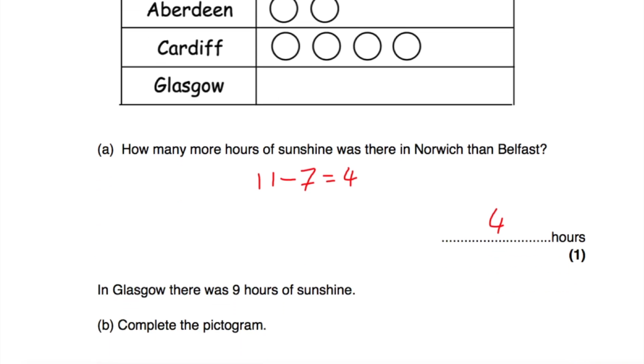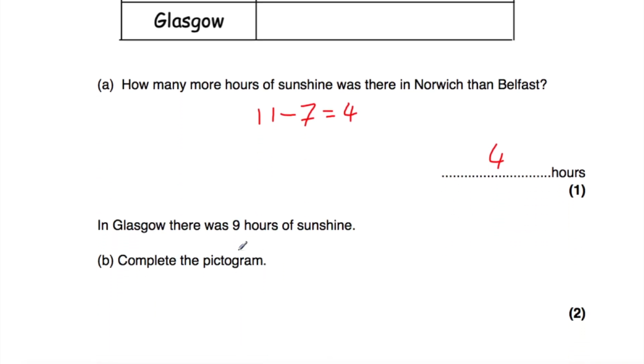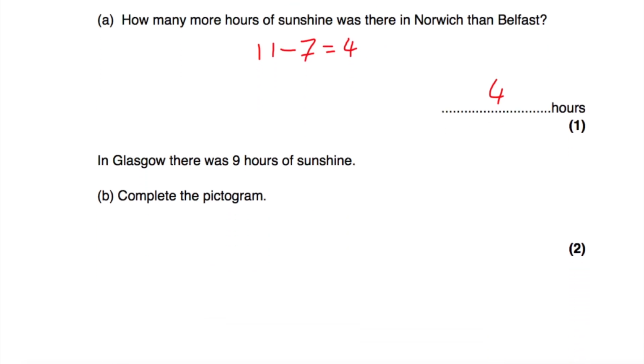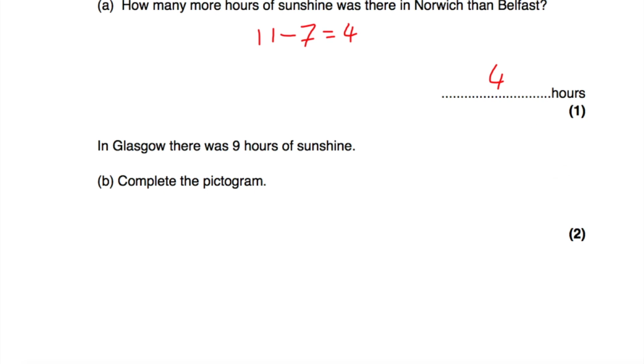Okay, next, part C. Part C says in Glasgow there were 9 hours of sunshine and we've been asked to complete the pictogram. So we need to do 9 hours of sunshine in Glasgow. So each circle represents 2 hours. So 2, 4, 6, 8. Now we need another 1 hour, so it's going to be a semicircle like so. So that's it. We've got in Glasgow 2, 4, 6, 8, and then 1 more hour. That's 9 hours of sunshine. So we've completed the pictogram. And that's it. We've done those 2 parts of that question.